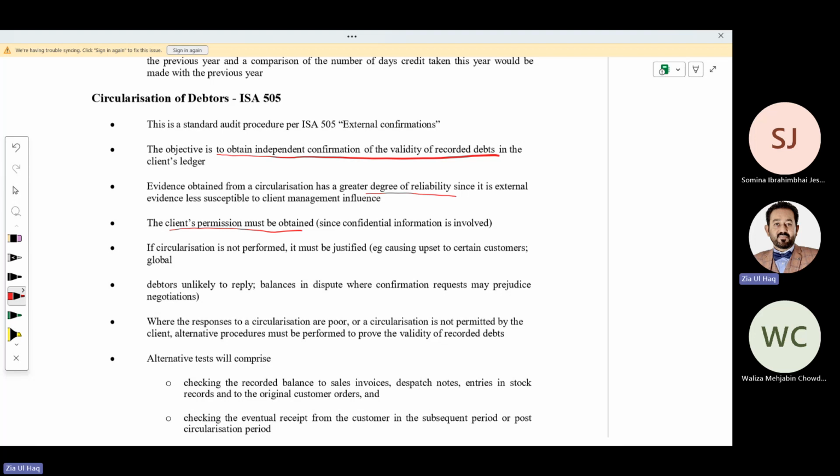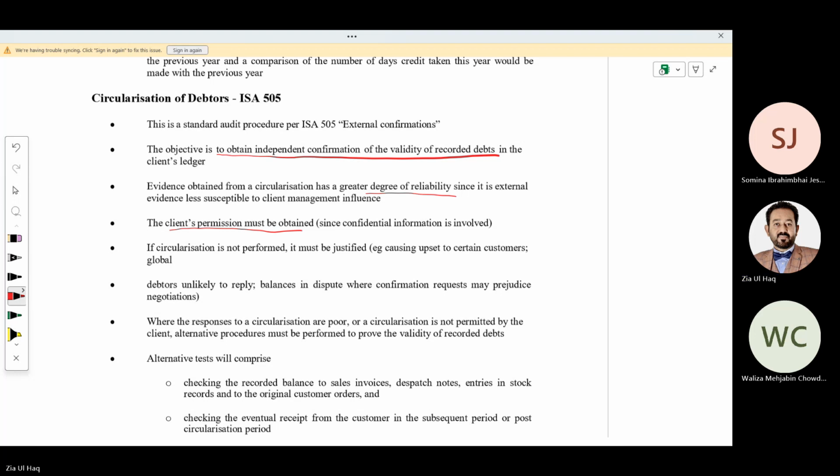And if the client is not allowing us, not permitting us to contact their customer, this means there is some issue. Or sometimes the client refuses because it might upset their customer. Like if the auditor is asking about the balance, the customer might think there is a serious problem with the company. So due to that reason, our client sometimes refuses to let us confirm balances with their customers. Or sometimes we are unable to perform circularization.